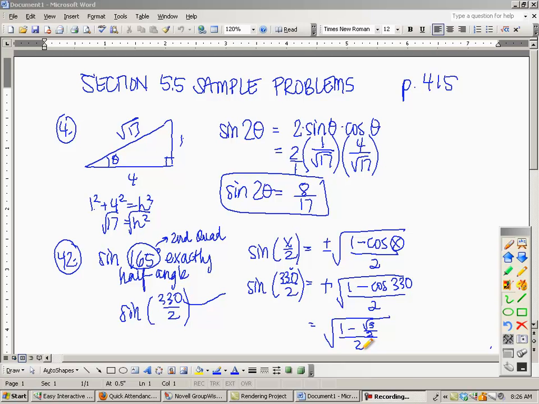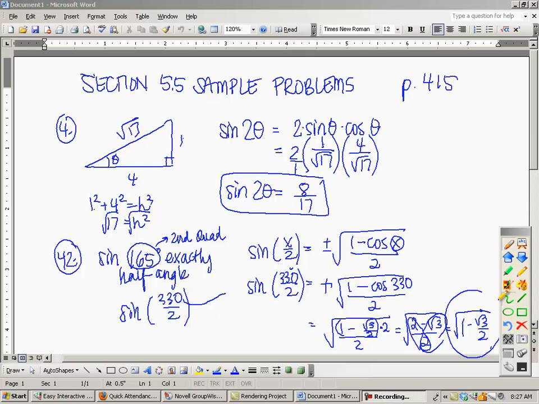I don't want to leave a fraction in the square root. So instead of dividing by 2, what I want to do, actually let's do it this way. I'm going to make a common denominator on top. So I'm going to multiply the top by 2. So what I get is 2 minus the square root of 3 all over 2. And if I divide this, 2 divided by 2 is 1. And if I divide this, I get minus the square root of 3 over 2.